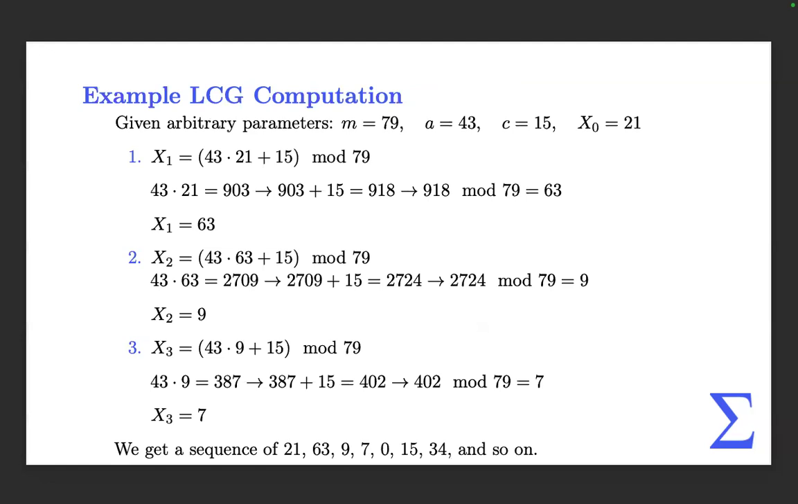So x1 is 43 times 21 plus 15, all modulo 79, which gets you 63. Then using 63 to generate our second random number, you get 9. Using that to generate the next one, you get 7, and so on. So the list that you get using these parameters is 21, 63, 9, 7, 0, 15, 34.